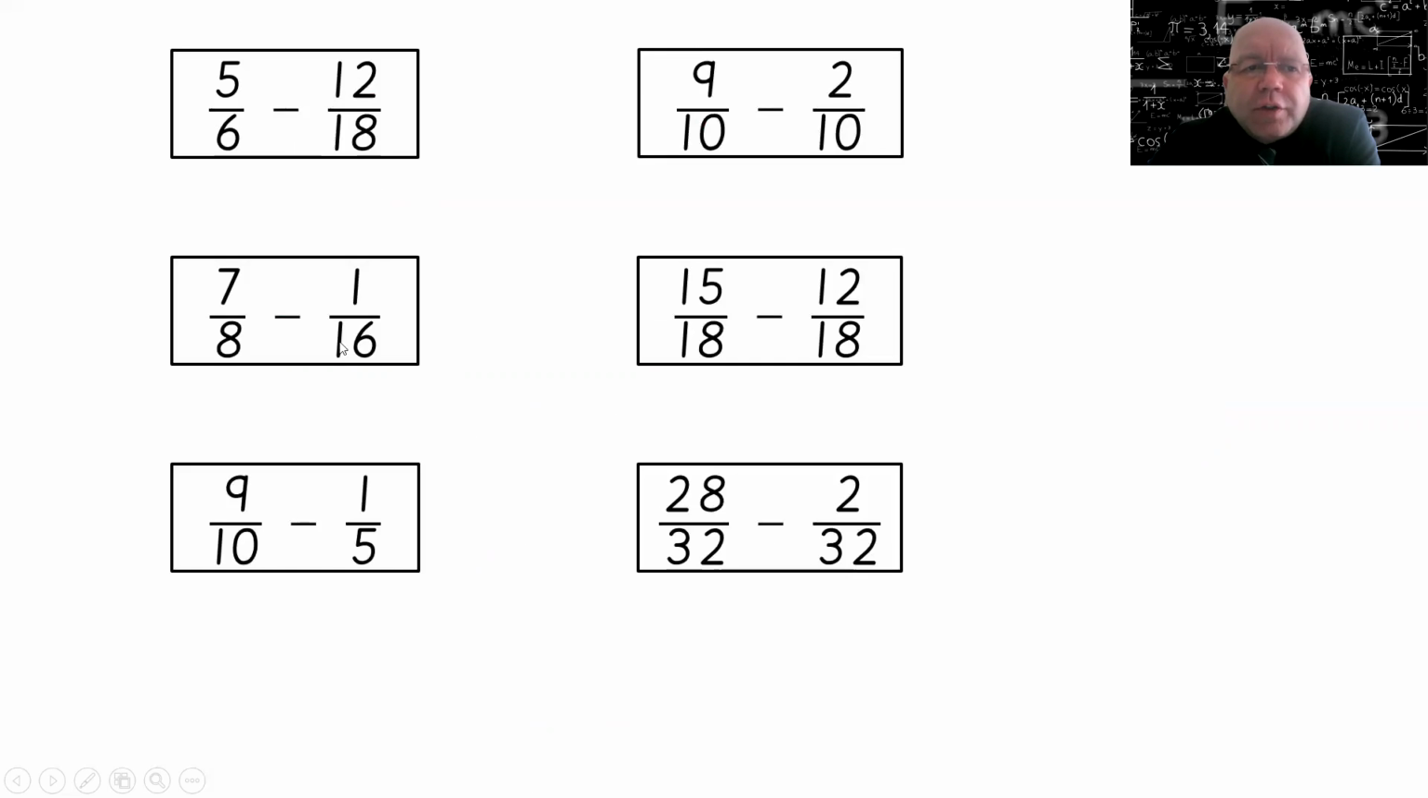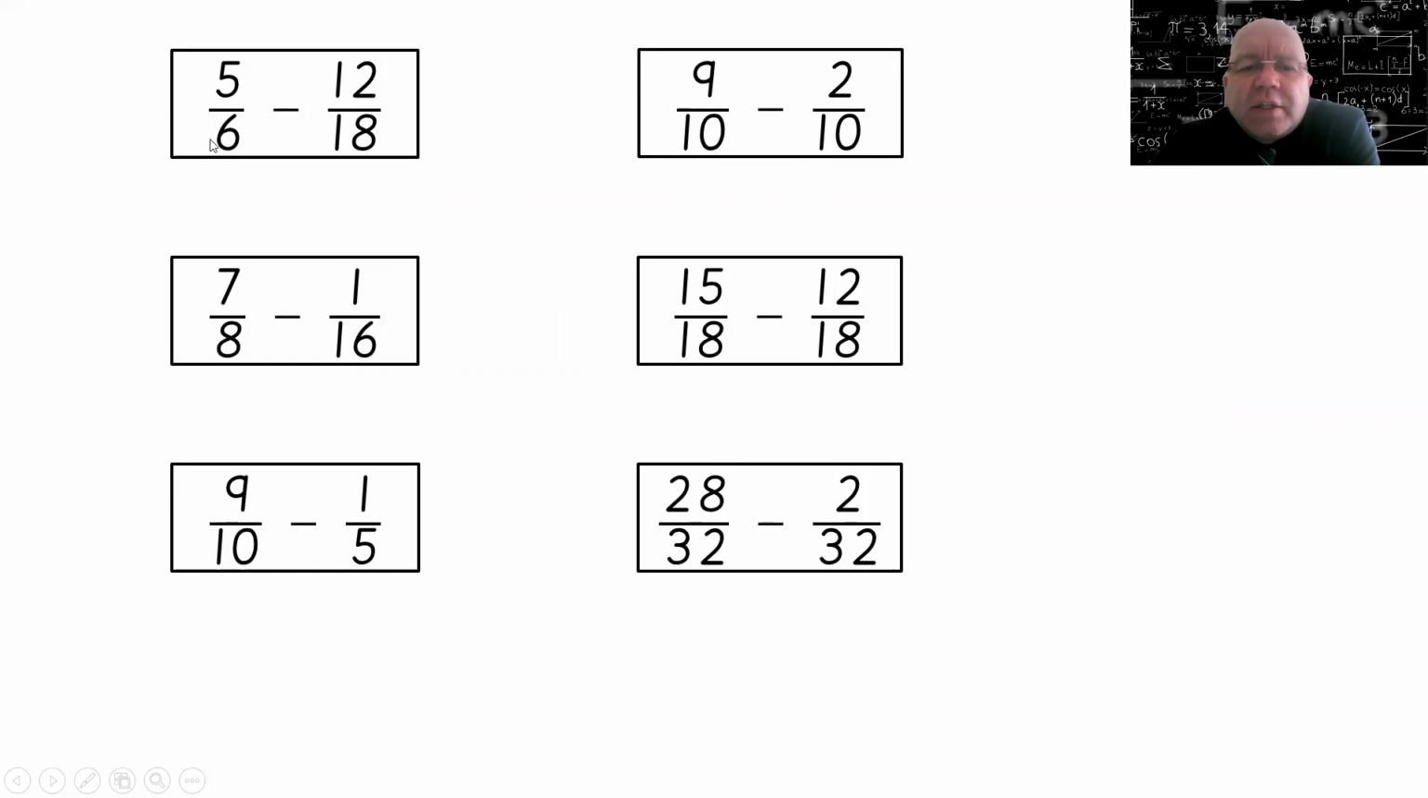Now, here we've got 2 columns of fractions. So the group on the left, the group on the right. The group on the left match one of the group on the right. So it's an equivalence task. This calculation is equivalent to one of these. Can you spot which one?